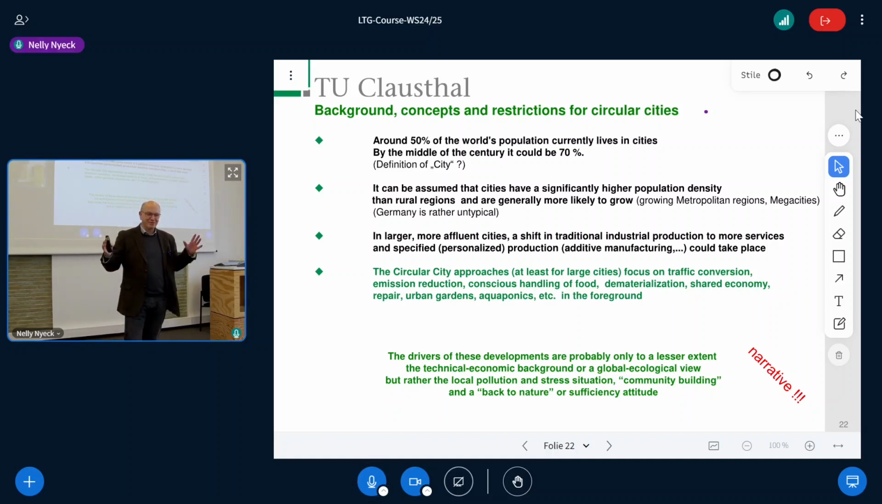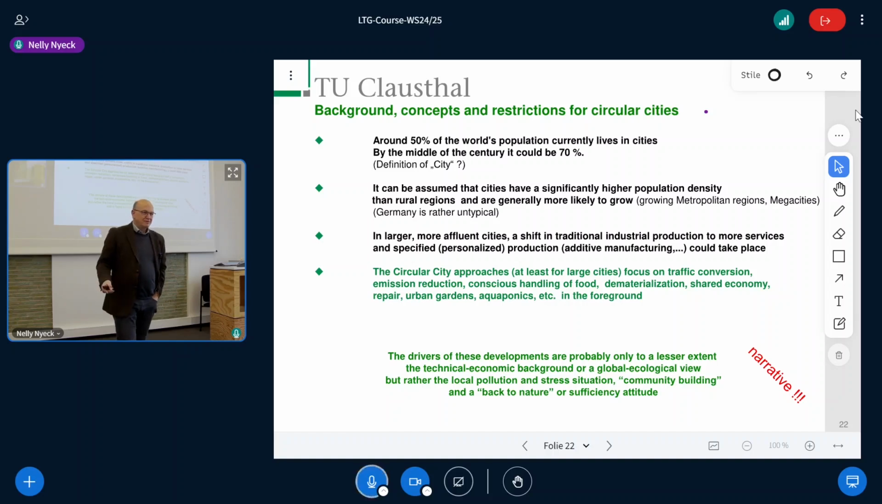But that means you have also a compression of space in these cities. And that means, how can I deal in a city? What are the challenges? And in larger, more affluent cities, a shift in traditional industrial production to more services and specified, personalized production could take place. That means, as we had that in former times, for example, I'm coming from Berlin, and we had this called Siemensstadt. In the middle of the town, there was those big industrial complex of Siemens. In future, nobody would build big factories in the middle of a city. No way, no place, no space for that. You go outside for the big plants. For example, if you look at the Tesla plant in Brandenburg, they didn't place it in Berlin, of course not, but on the outskirts somehow.